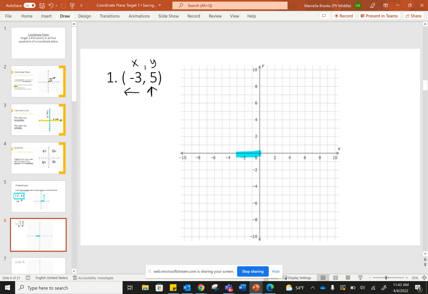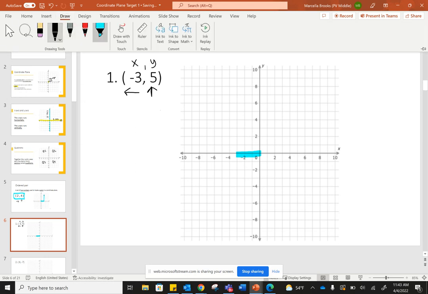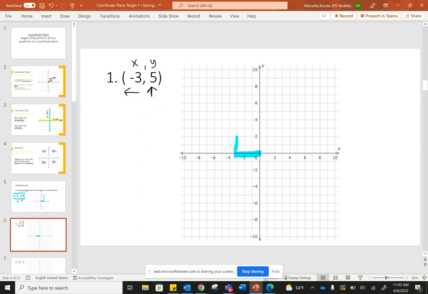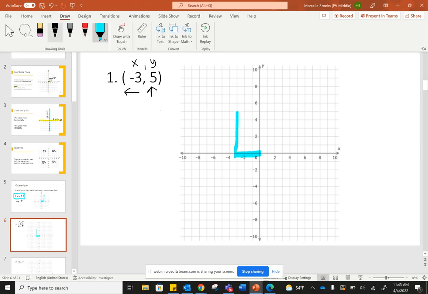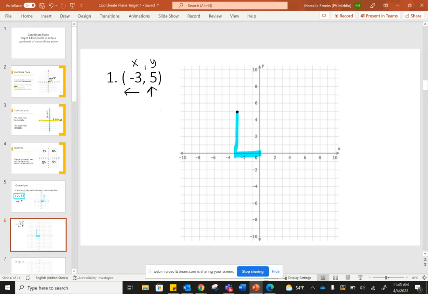Okay? So I like to draw my arrows so I know which way I'm going. I'm going to go up 5 from the 3 here. So 1, 2, 3, 4, 5. And then right where that line ends, I'm going to plot my point. The highlighting I'm doing is just to help you see the path, okay? What it should look like is this. The highlighting is not part of the target. That's just to help you see how to graph, okay?